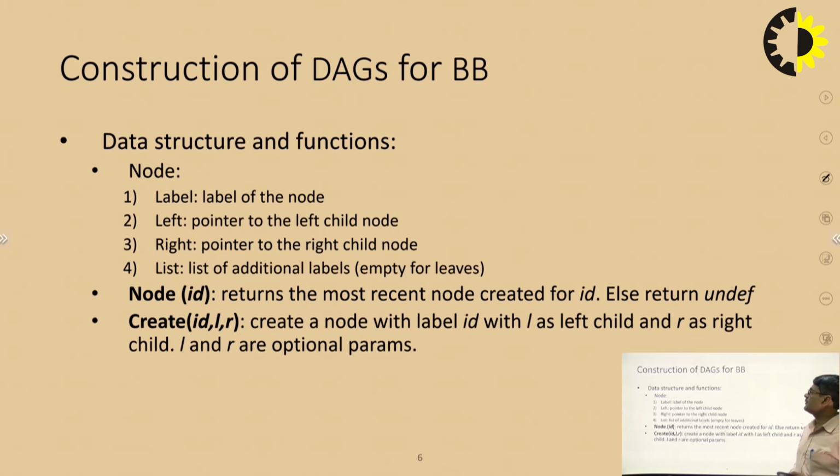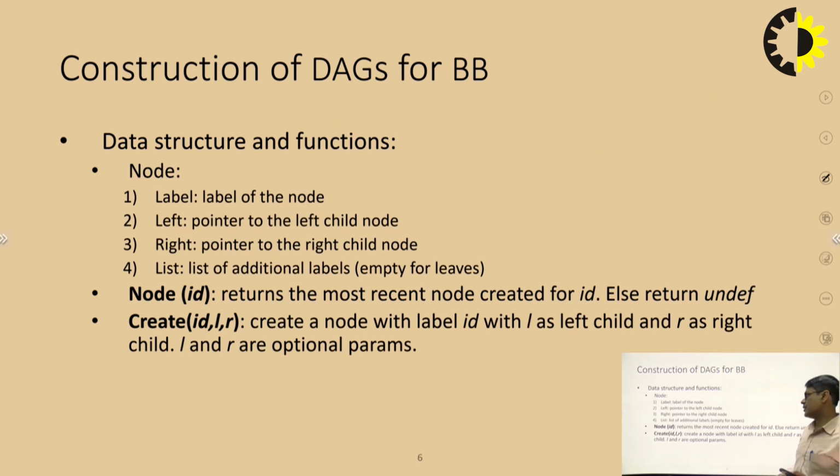Now construction of DAG for basic blocks. How we can construct the particular basic block? So whatever data structure that will be used for designing this. So we need, because it is a tree structure, so there is a label, there is a left child, there is a right child, and there is a list of additional labels. Initially empty, if it is required, then we have to just associate that initial list.